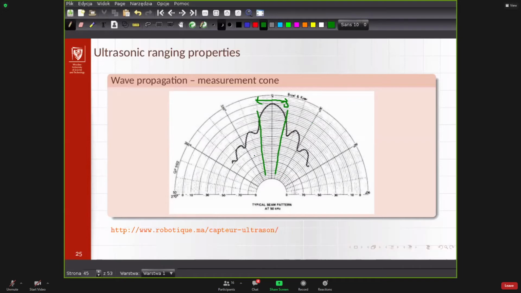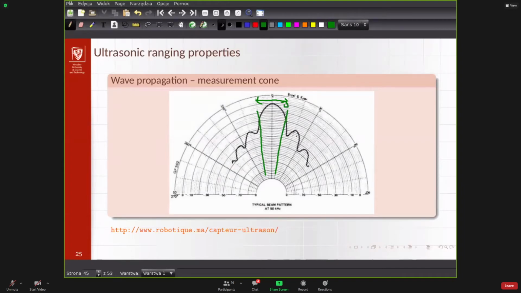What we need to remember also from the physics is that the energy of the beam decreases with the distance. That's why you get the maximum range of the sonar sensor, because it requires a certain amount of energy to return back to be noticed by the sensor. So the farther the object is, the less energy will return and the detection will be smaller.